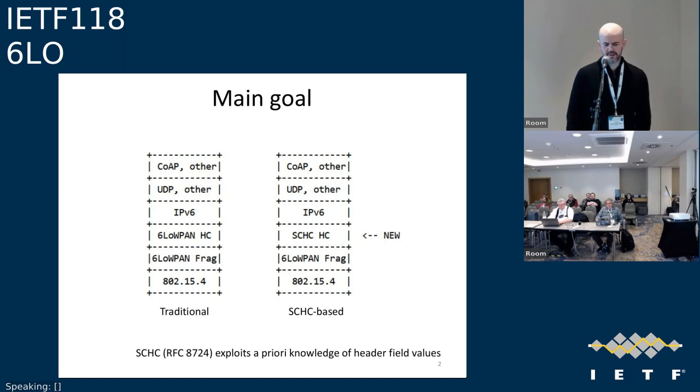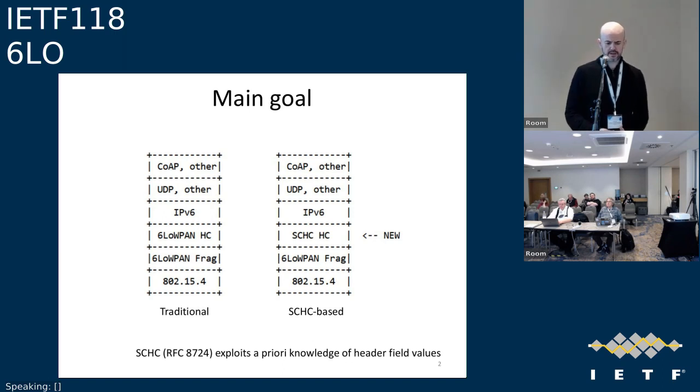So first of all, a quick reminder on what we are trying to do in this document. On the slide, you can see two protocol stacks. The one on the left corresponds to the traditional 6LoWPAN-based protocol stack for devices running on top of 15.4. Below IPv6, there is 6LoWPAN, which performs, among other functions, header compression and also fragmentation. What we're trying to do in the document is to enable the protocol stack on the right, which for header compression would enable the use of SCHC as the mechanism to compress the headers of IPv6 and perhaps also UDP and CoAP, while still keeping 6LoWPAN fragmentation.